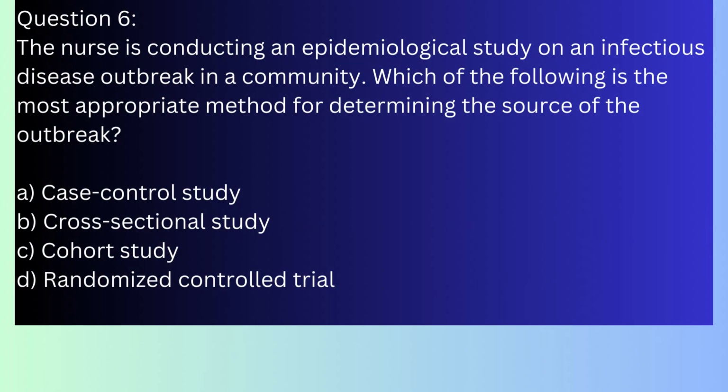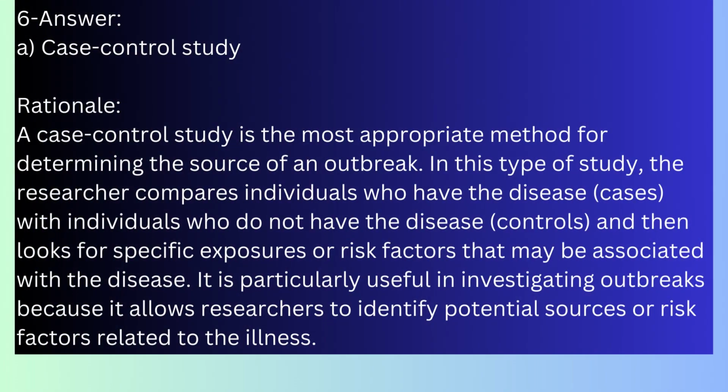Question 6. The nurse is conducting an epidemiological study on an infectious disease outbreak in a community. Which of the following is the most appropriate method for determining the source of the outbreak? A. Case control study. B. Cross-sectional study. C. Cohort study. D. Randomized controlled trial.